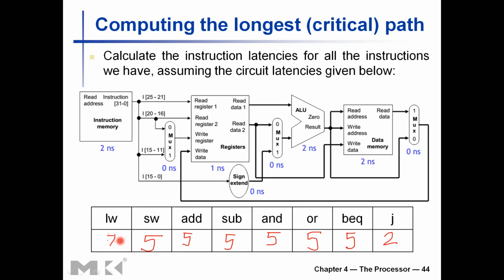So if we set our clock period based on the load word instruction to 7 nanoseconds, then all these other instructions have more than enough time to complete within that time period, right? But they will be wasting time. Most of these instructions will be wasting 2 nanoseconds, and if it's a jump instruction, it will be wasting 5 nanoseconds waiting until the next positive clock edge. So any questions with this?